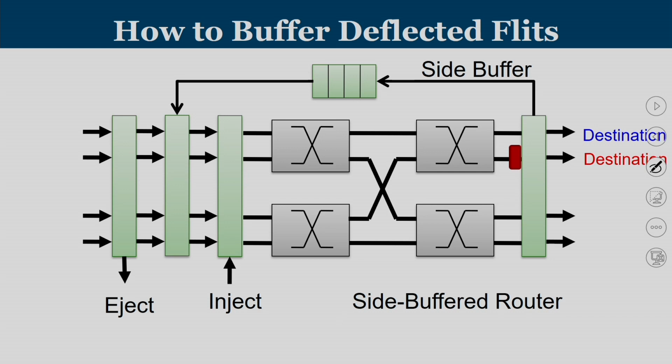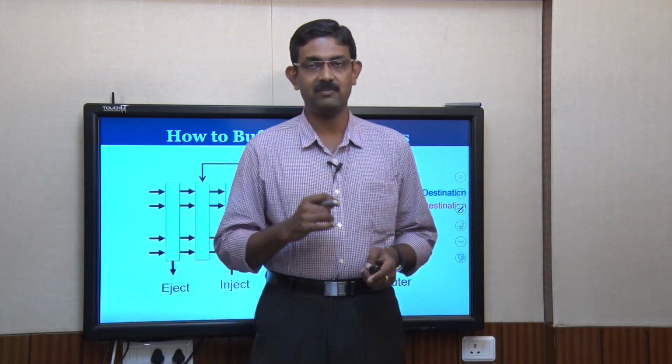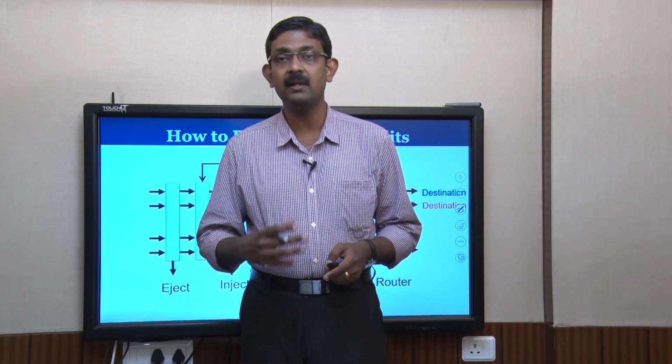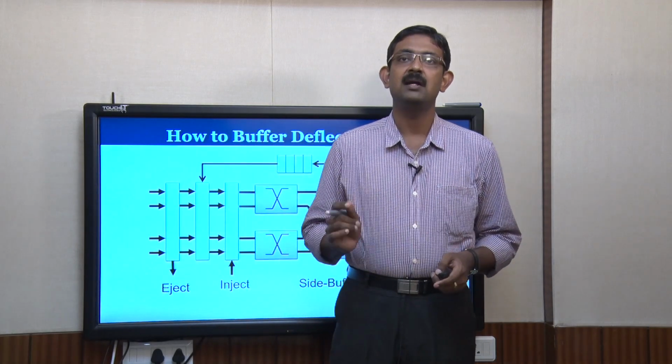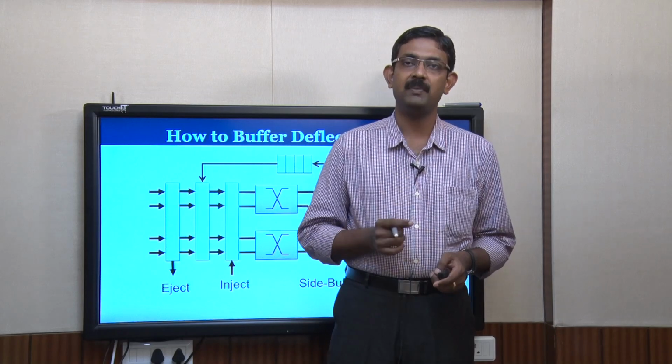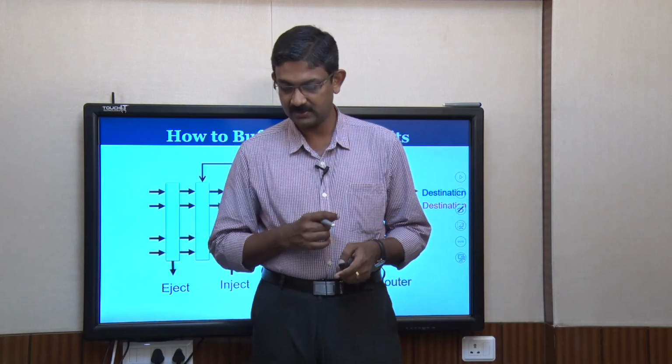So, the concept of side buffer is that at most one flit per cycle is placed in the side buffer, and these are the flits that did not get the productive output port. So, identify one of the deflected flits, place them in the side buffer and permit them to be re-injected into the router pipeline in the adjacent cycles.